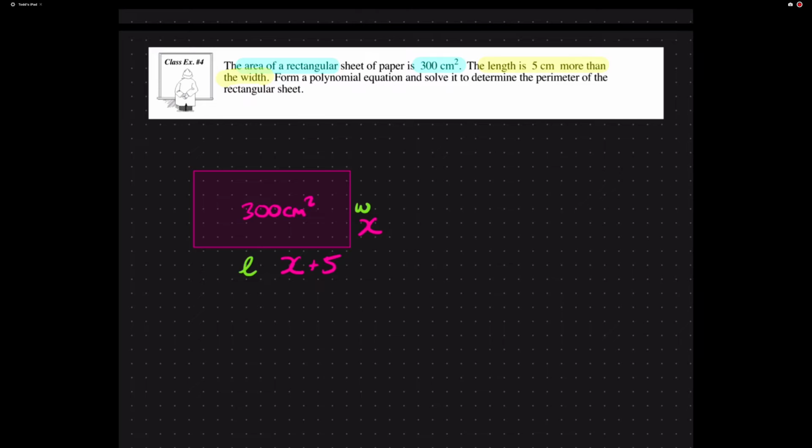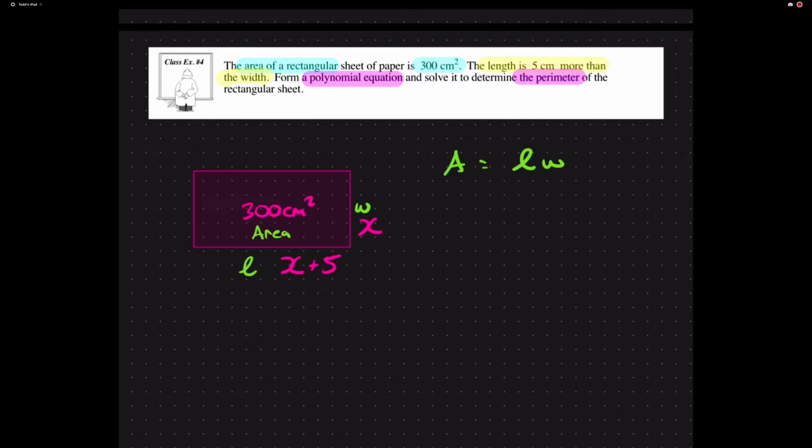Now, so what do we know about area? We said that this is the area right here. Well, we know that area equals length times the width. And what are we trying to actually determine on this question? Form a polynomial equation to solve it and determine the perimeter. So we've got to make a polynomial equation and solve for the perimeter of this sheet.